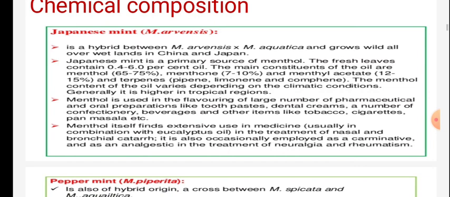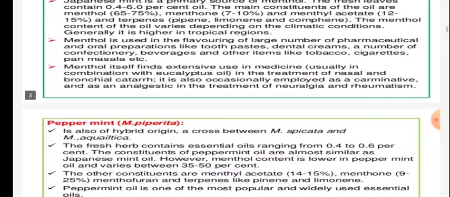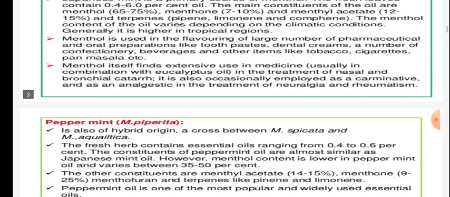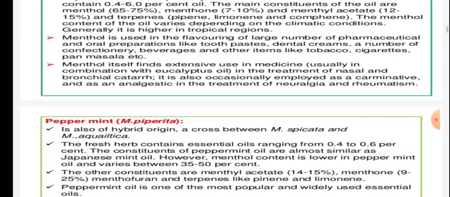Menthol is commonly used as a flavoring agent, then in pharmaceutical preparations, oral toothpaste or dental creams, and a number of confectionery and beverages. There is also scented tobacco, cigarettes, or pan masala. Menthol itself finds extensive use in medicine, in combination with eucalyptus oil, for nasal and bronchial catarrh, meaning coldness in the chest.